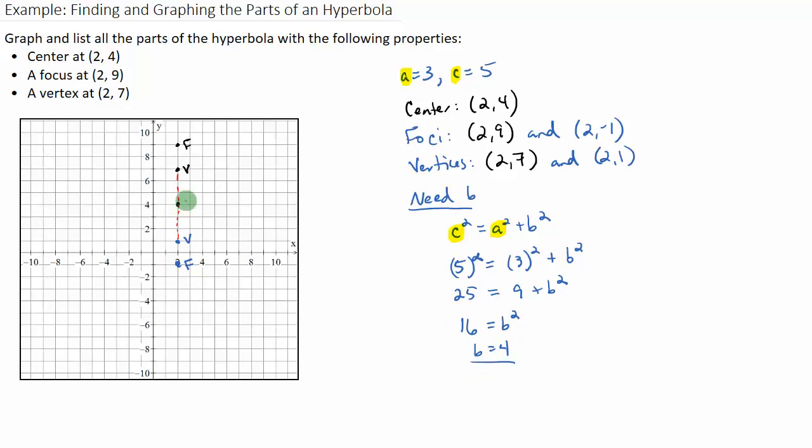My B value is measured perpendicular to my A value, which was measured up and down. So both of these, A and C, were measured up and down, which means that B will be measured left and right. Okay, so I'll go 4 units, 1, 2, 3, 4 units to the right, and 1, 2, 3, 4 units to the left, and now I've got my conjugate axis as well. Furthermore, I can draw my center rectangle. It's right here.